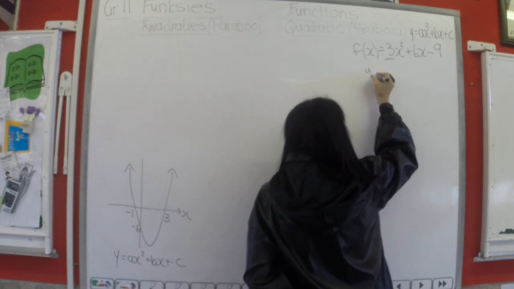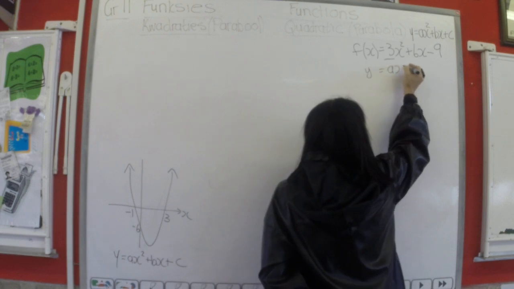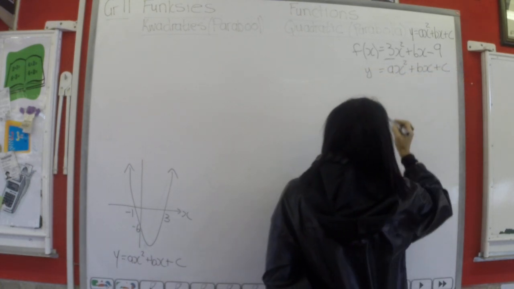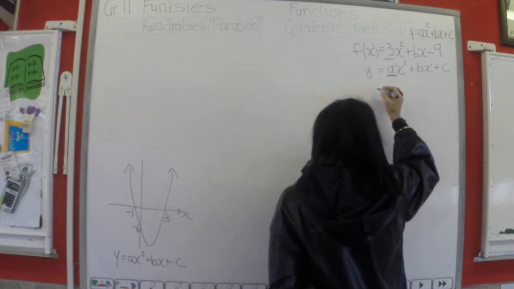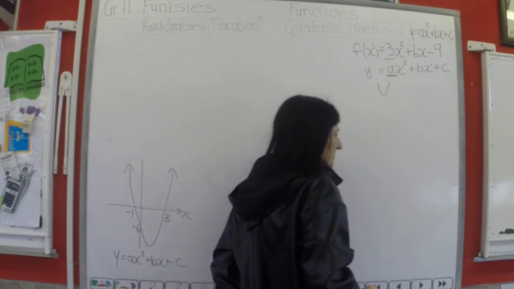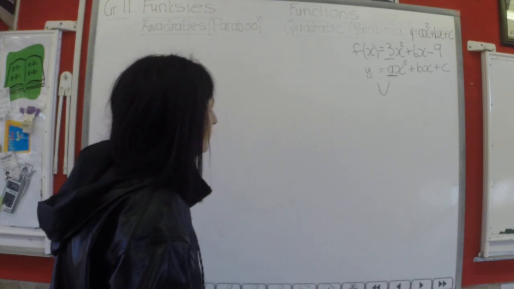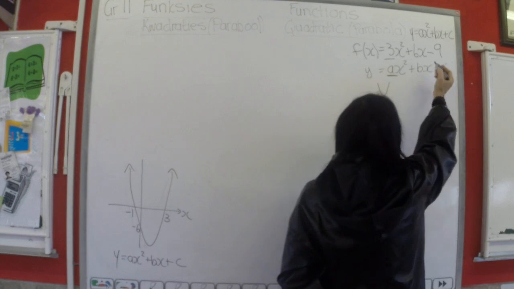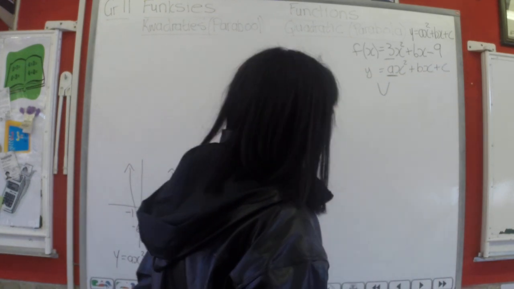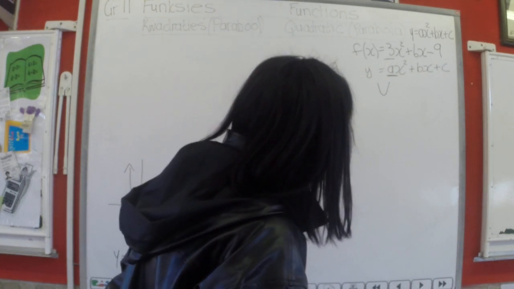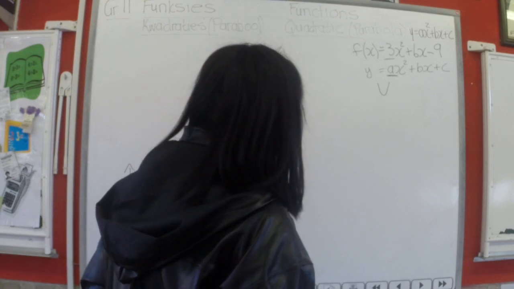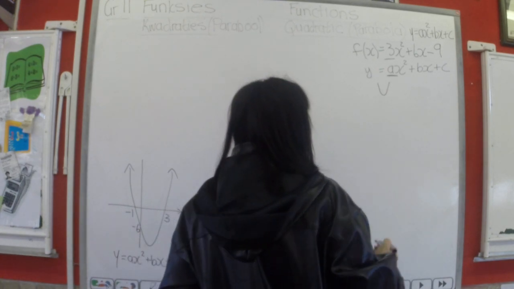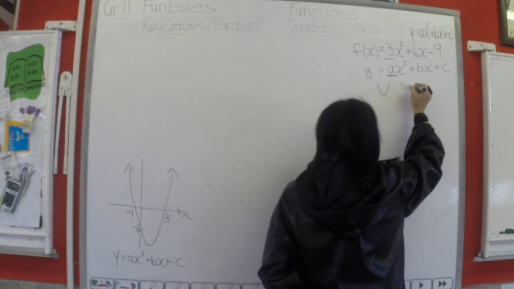Ons gaan skryf hom net weer hier onder, die standaard vergelyking. Ax kwadraat plus bx plus c. So ek kan vir a identifiseer. A is 3, daarom is dit 'n smiley face. Goed. Dan kan ek uit hierdie formule maklik my x-afsnitte gaan kry deur y 0 te maak. So this is a smiley face parabola.